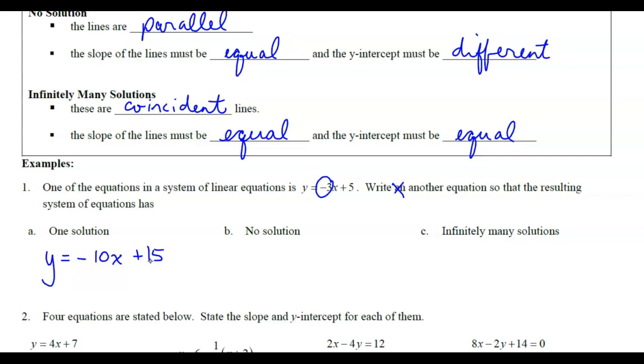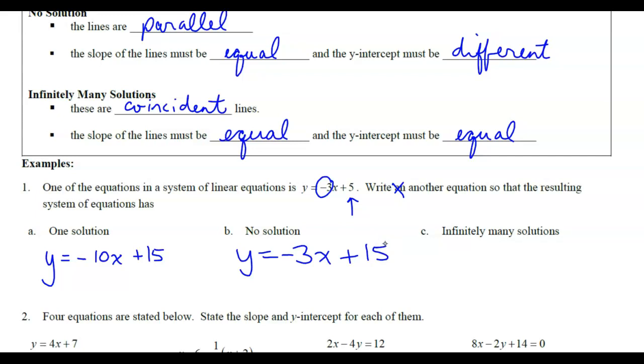For no solution, we have to keep it as negative 3, but then the other part has to be something different than 5. So now I'm going to use plus 15 because for sure it's different. Okay, but the slope has to be the same, negative 3.